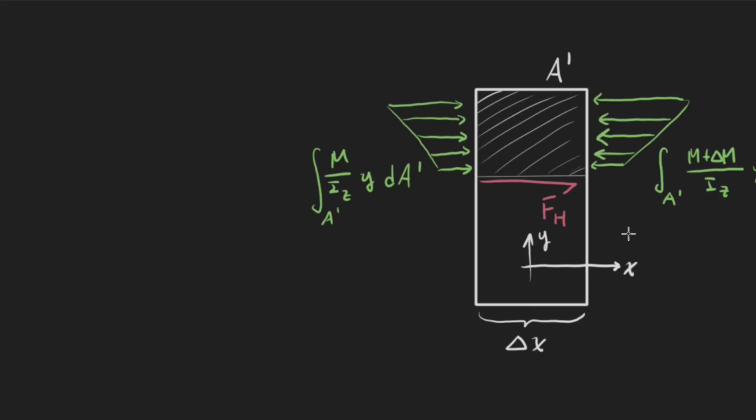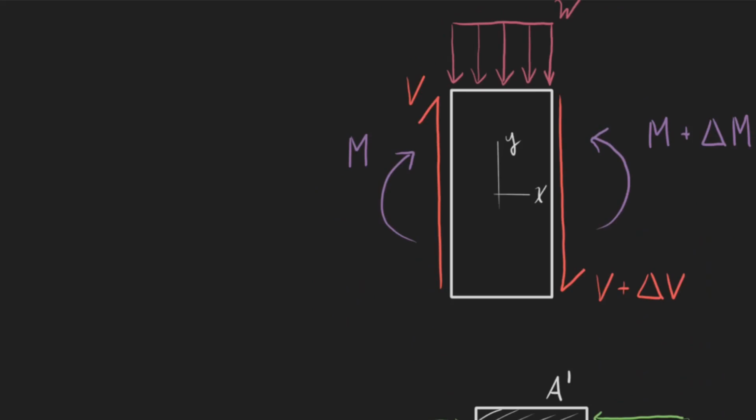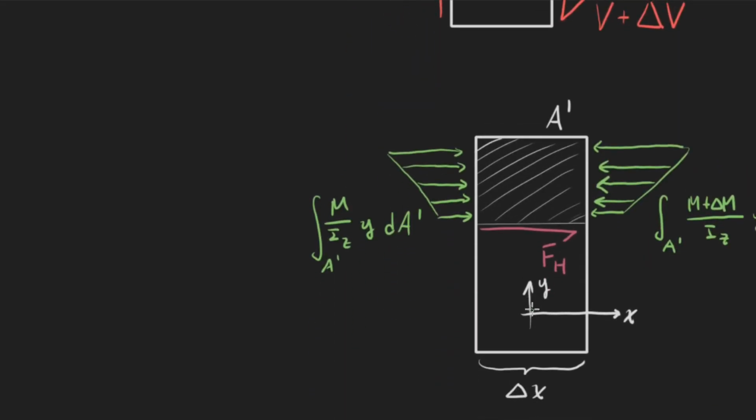That's going to cause a compressive stress. It's going to get higher as I go further up, and as we saw earlier, it's going to equal My over I. So if my moment on the left here is just M, it's going to be M times y, which would be the height of wherever we are, like the y would be up to here or up to here.